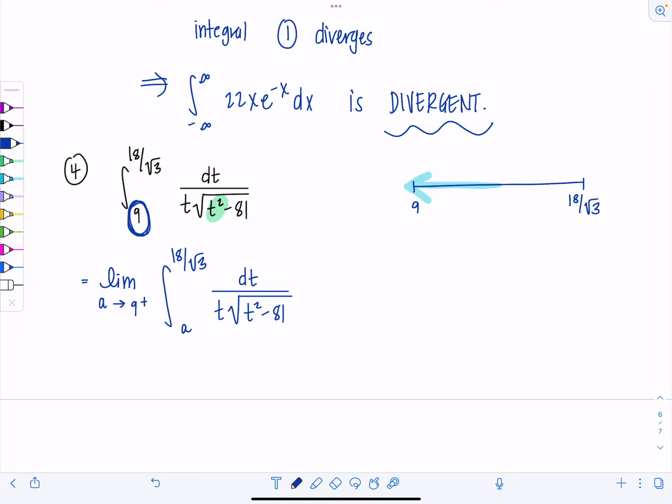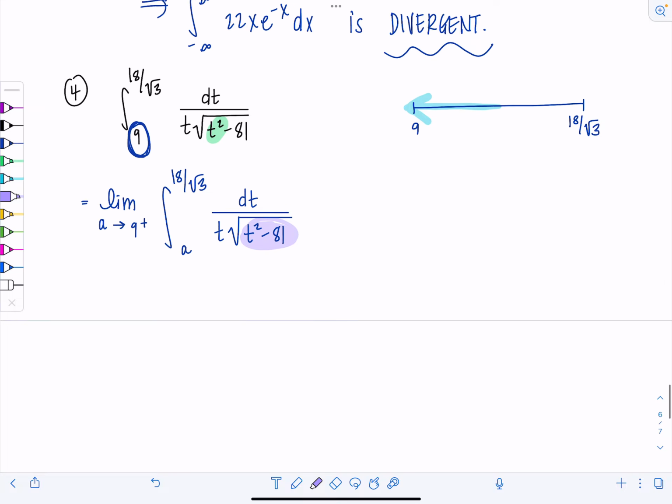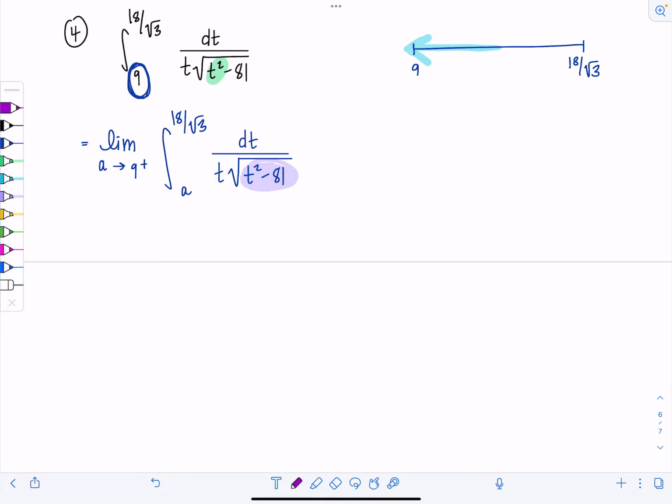Okay, cool. Now from here, what would you do to integrate? It's trig sub time, people, isn't it? Look, we've got this rad t squared minus 81. A u sub wouldn't help us because that t is in the denominator, not the numerator. So we're stuck unless we use trig sub.